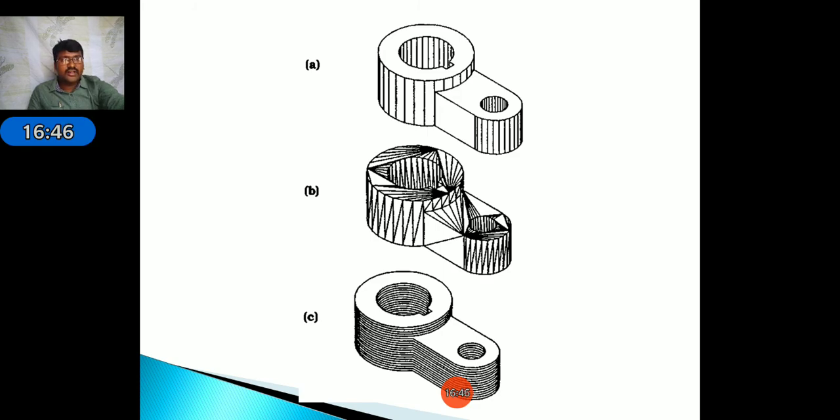Observed in this diagram, first we create a 3D model. After that, we do the discretization process using the STL file. After that, we convert the object into a number of slices. That is, we create the layers using the slices. First, we create the bottom layer. After that, the second layer, third layer, up to n layers, we deposit using the rapid prototyping techniques.